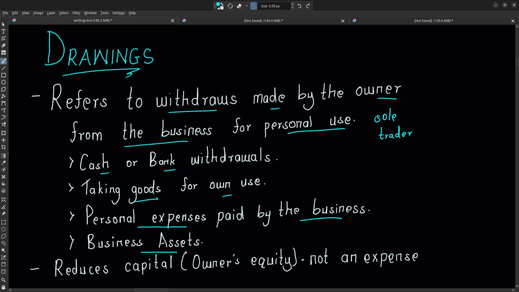Okay, note that drawings reduce capital. They are not an expense. They just reduce the owner's equity. They are not considered an expense because they are not incurred in the line of business operations. So we do not consider them an expense. We just consider that they reduce the owner's equity.